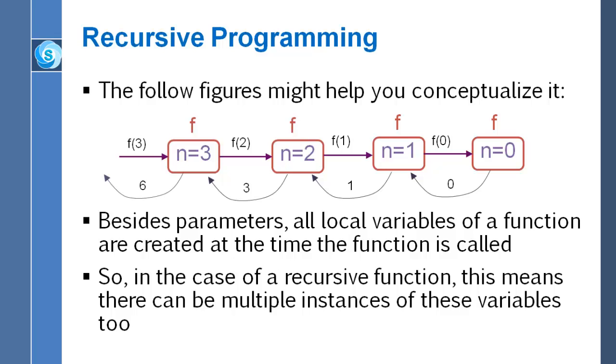What we're saying here about each call of f having its own parameters, this also applies to any local variables that the function f has. Anytime you call a function, if that function has local variables, then those local variables are created at the time when the function is executing, and when the function is done, they disappear.